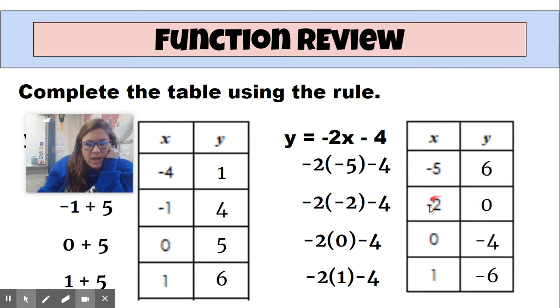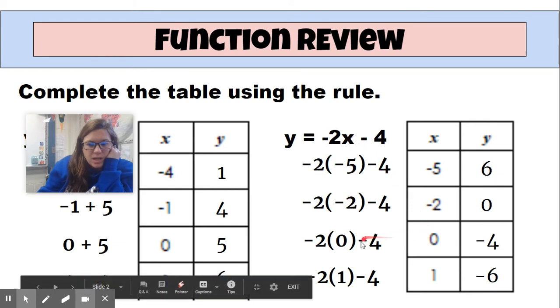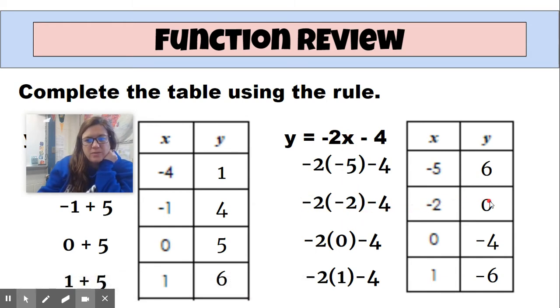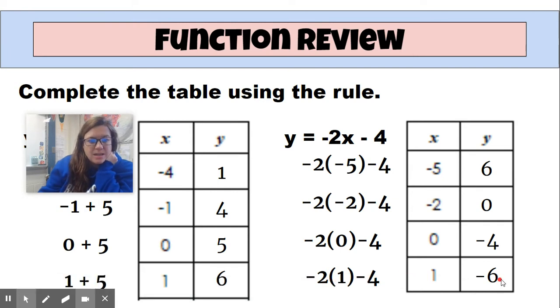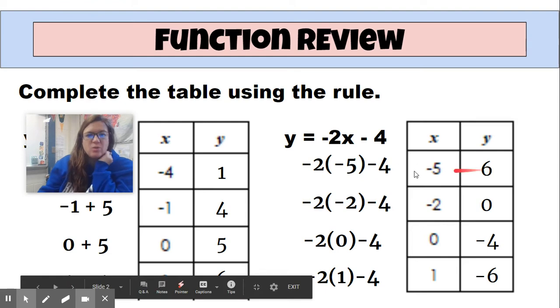All right, now the x is a -2. So I'm going to put a -2 and I'm going to multiply it by -2. I'm plugging in a -2 for x. And then I'll plug in a 0 for x. And then I'll plug in a 1 for x. All right, so -2 times -2 is 4, and 4 minus 4 is 0. -2 times 0 is 0, and 0 minus 4 is -4. -2 times 1 is -2. -2 minus 4 is -6. All right, so these are the y values that go with the x's.